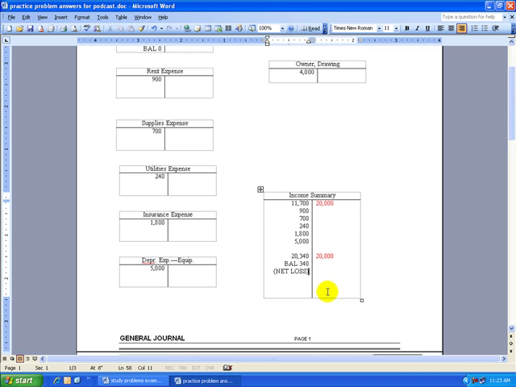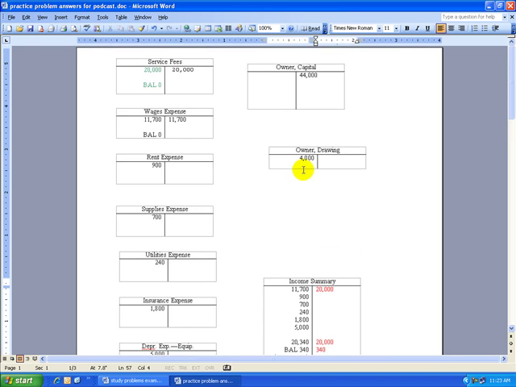Now, the next thing we need to do is close income summary. Remember, it is a temporary account. Since we have a debit balance of $340, we need to make a corresponding credit for $340. Shown here. This brings income summary balance to 0. Now that we've made a credit for $340, we need to make a debit, and the debit is going to go to owner's capital for $340.